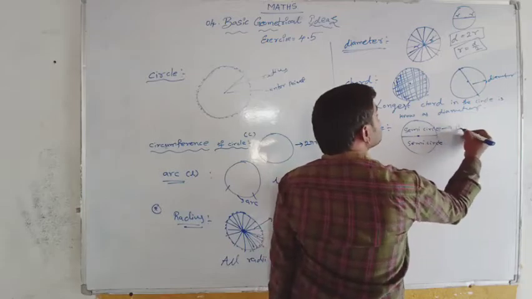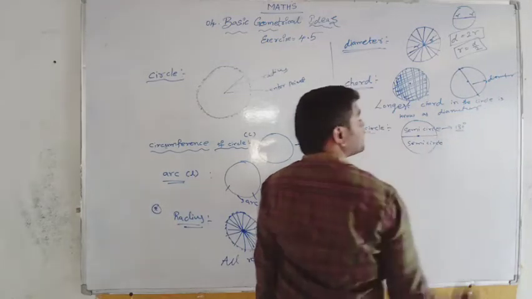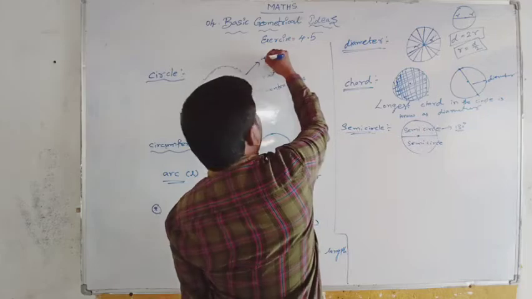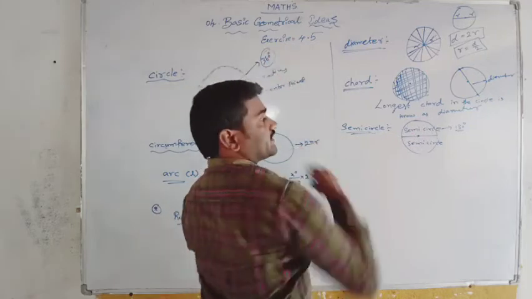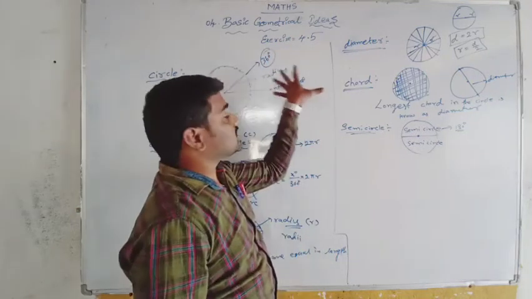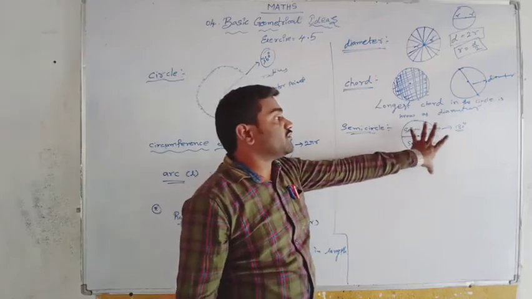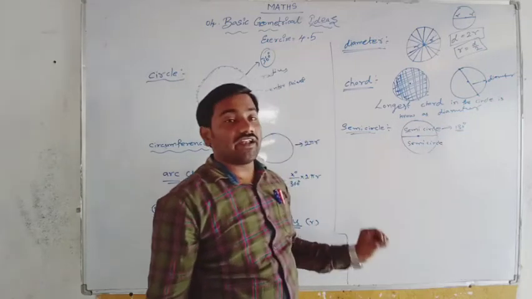The semicircle will give the angle 180 degrees. The complete circle will give the angle 360 degrees.